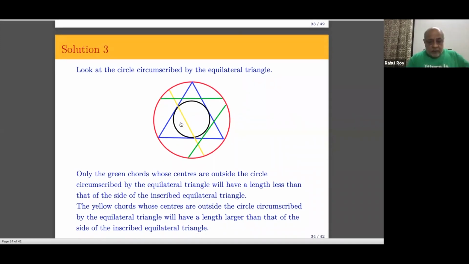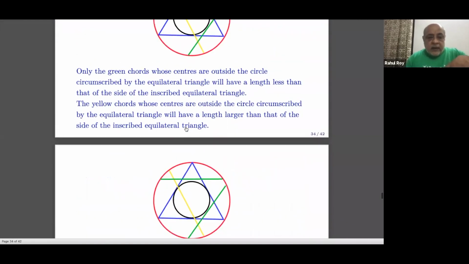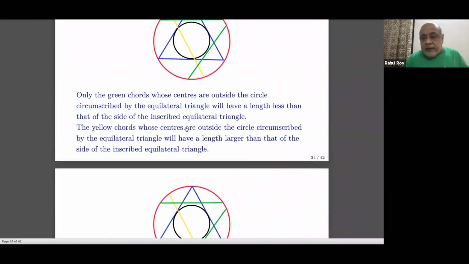Here, you can see that only these green chords, which do not touch the black circle, will have a length which is less than that of the side of the equilateral triangle, whereas any chord which goes through this black circle will have a length larger than that of the inscribed equilateral triangle. And I want you to think about it and see why this is true.